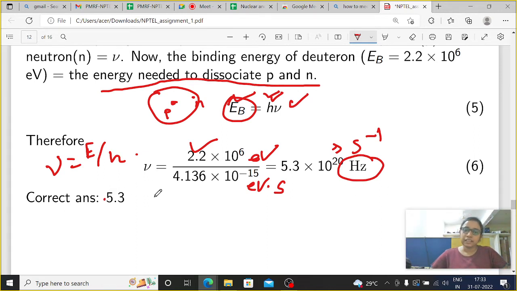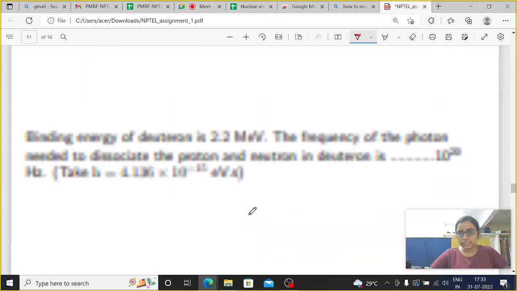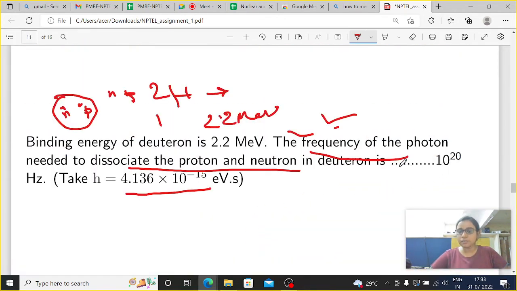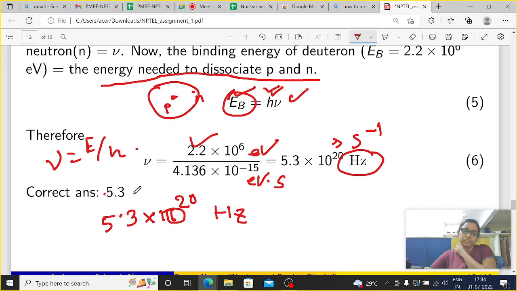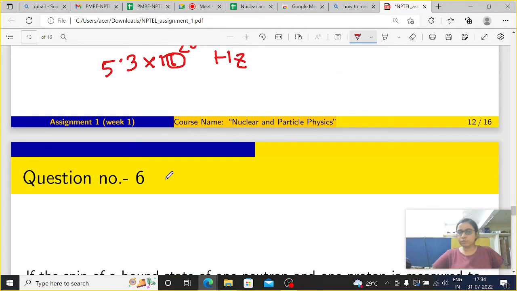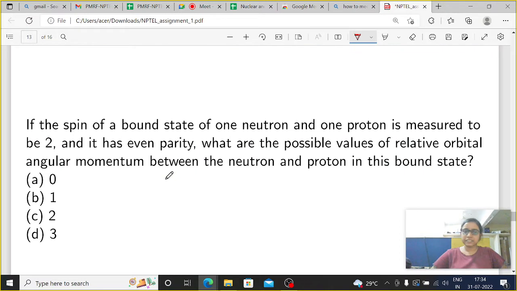So the answer will be 5.3 into 10 to the power 20 Hertz, and the question was just asking what will be the fraction in that blank portion, that into 10 to the power 20 Hz. So we can say that the correct answer will be only 5.3. So this is about the fifth question. Now coming to the sixth question.